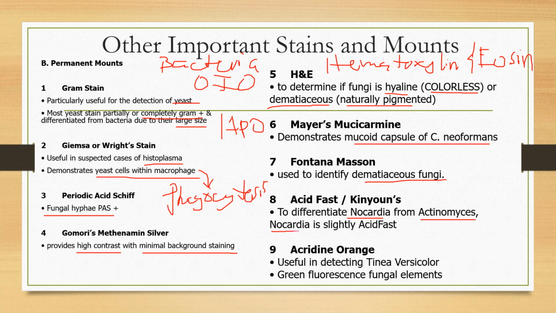Si Nocardia nyo class is slightly acid fast. And the last stain is your acridine orange, useful in detecting Tinea versicolor. Would have a green fluorescence of the fungal elements. Please copy the last one class, yung acridine orange. I forgot to include that in the handouts.